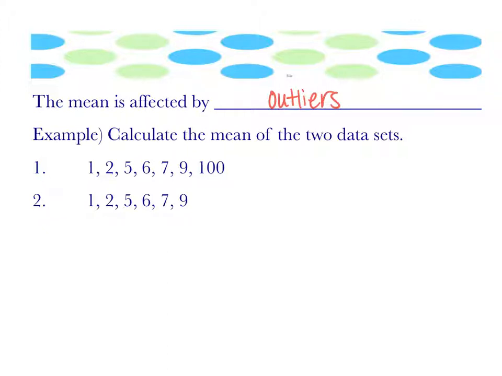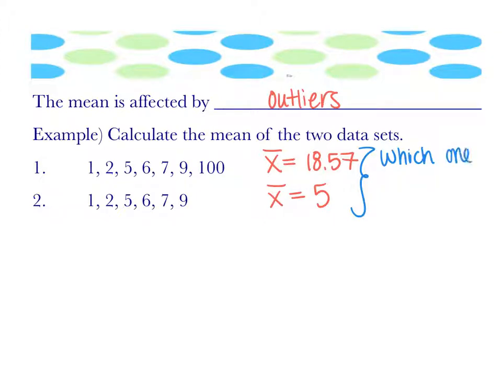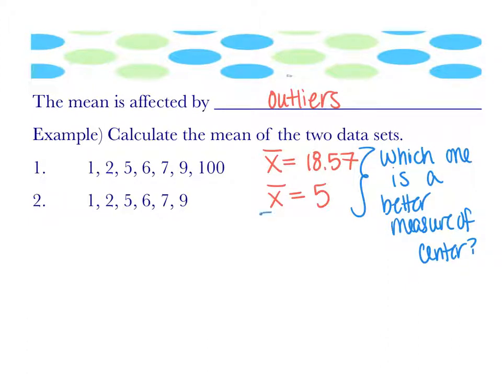Alright, so if you've calculated the mean, you should have for this first data set a mean of 18.57. And for the second data set, you have a mean of 5. And the question is, which one better represents the actual data? Which one is a better measure of center? And I hope you're all saying that 5 is a better measure of center.